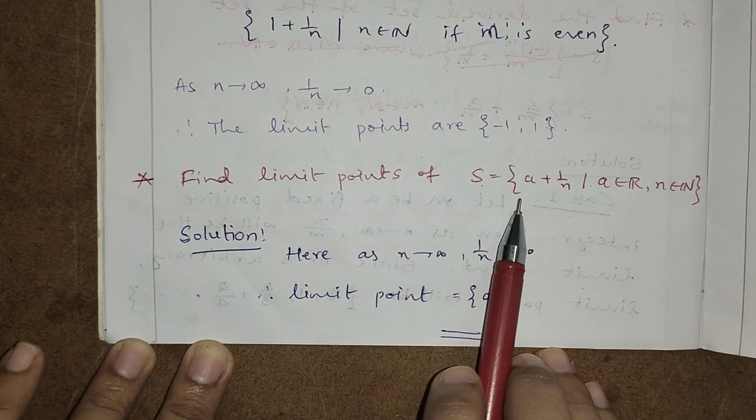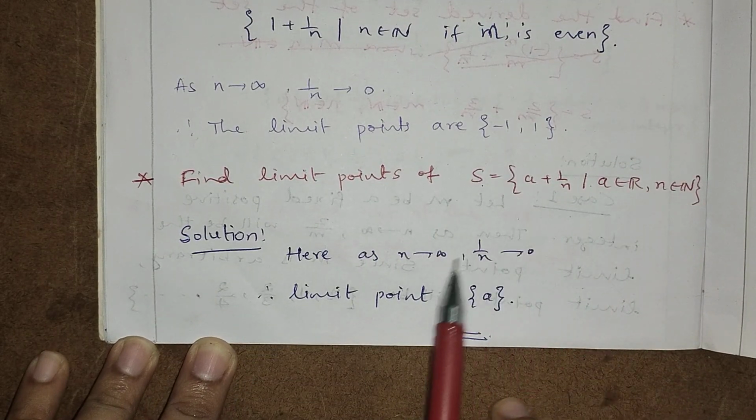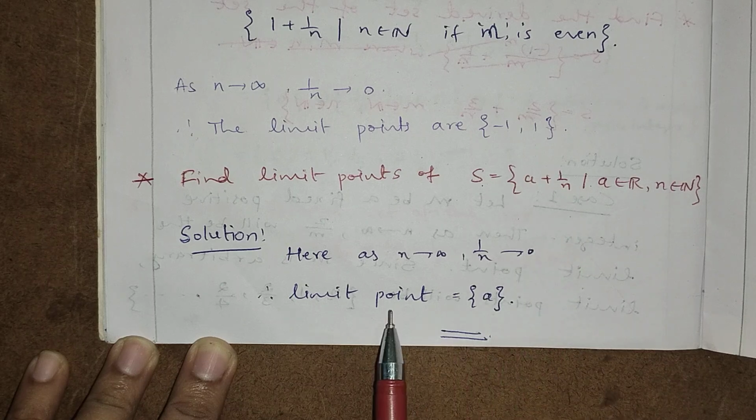Next, find the limit points of the set of all a + 1/n. Here, as n tends to infinity, 1/n tends to 0, so the limit point will be a.